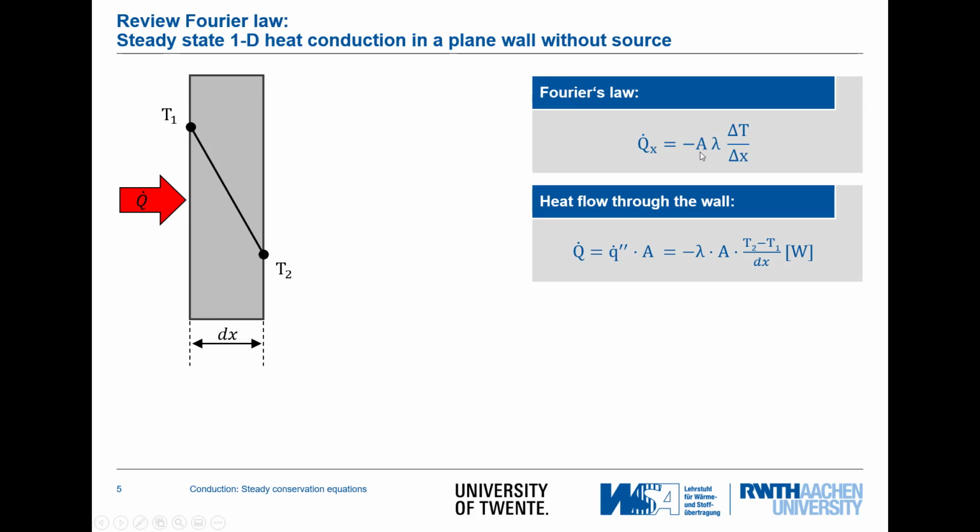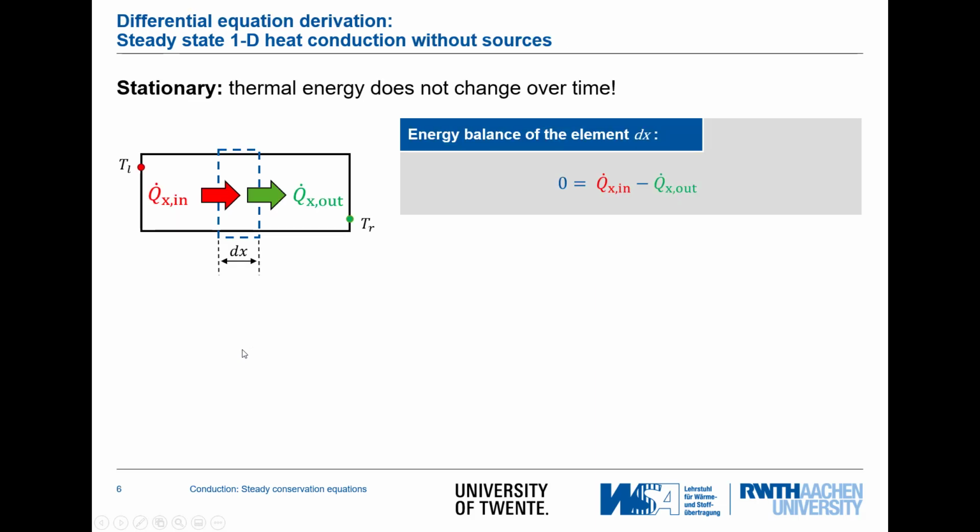We see that this is minus the surface times the thermal conductivity and the temperature gradient. Now for this specific example, we can put in temperature 2 and temperature 1 and the thickness of the object dx. Now if we look at the steady-state case without heat sources, we've already seen that if it's steady, the temperatures do not change, and as such the ingoing heat flux needs to be exactly the outgoing heat flux. How do we put this into a balance?